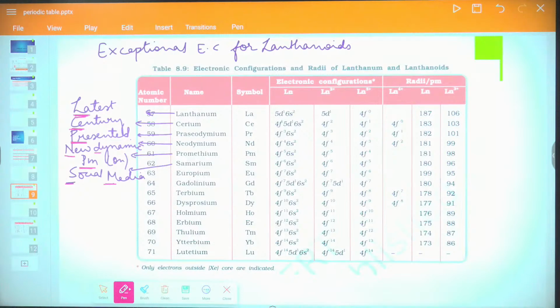I hope you people have written everyone. See, in your notebook, you are supposed to write down the name of the element, the symbol of it, and the atomic number. Okay, hopefully people have written. Can we proceed? Okay, good.